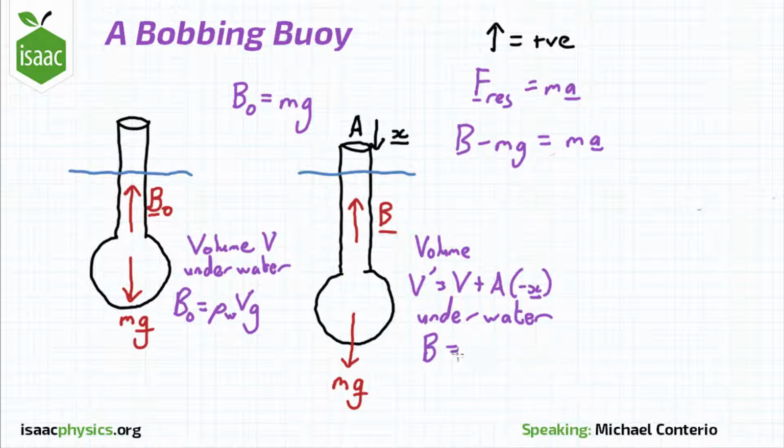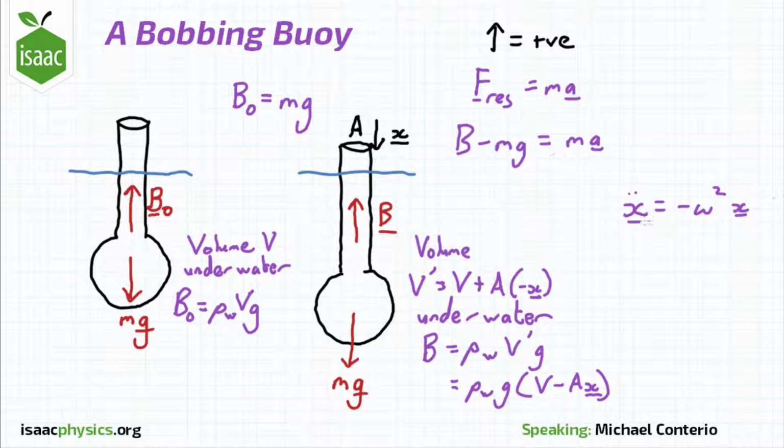This gives us the buoyancy force B is equal to the density of water times this v dash times g, which is equal to the density of water times g times v minus A x. You can now combine these to get an SHM equation of the form x double dot is equal to minus omega squared x, and then you can work out the time period of these oscillations using the equation T equals 2 pi over omega.